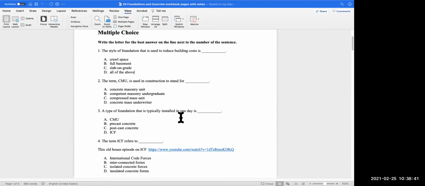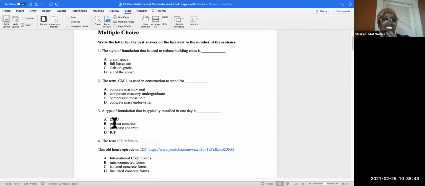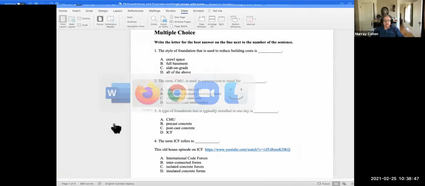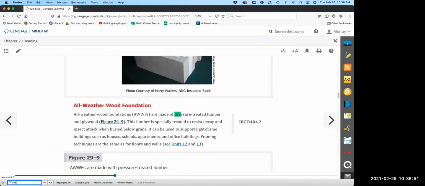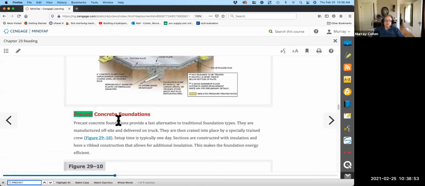Precast. That's two guesses. I think it's, I know what you're talking about. I think it's B, precast. Yeah, yeah. I lost the screen. Here it is right here.